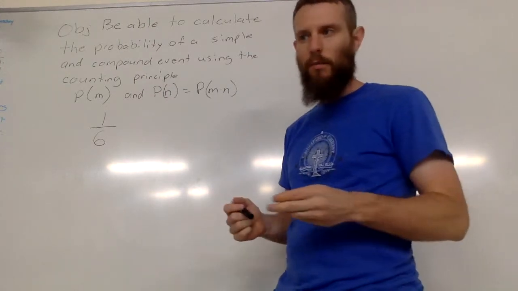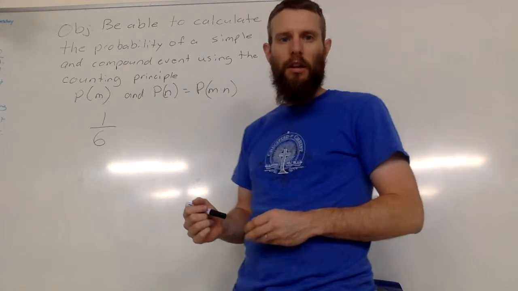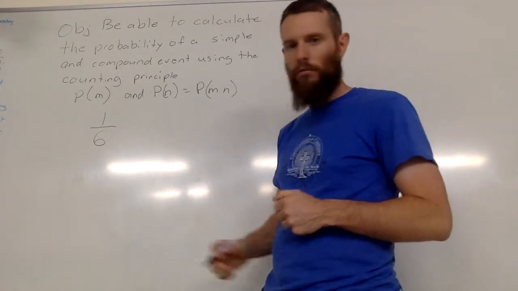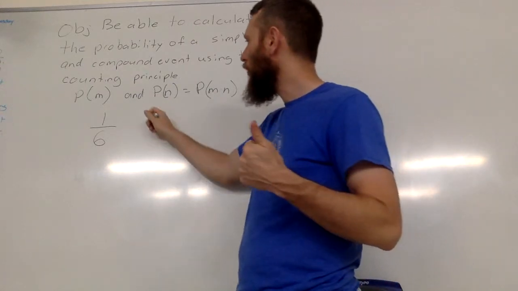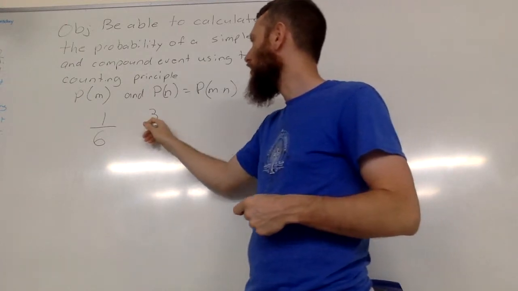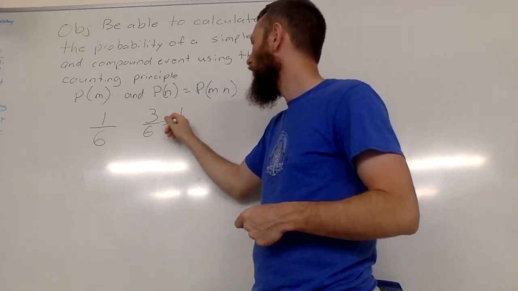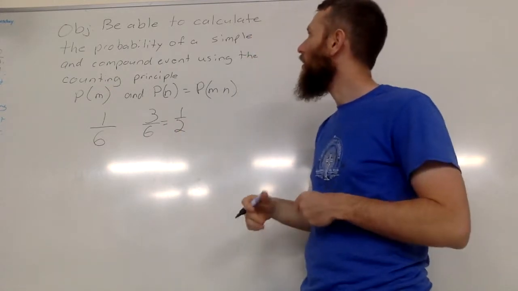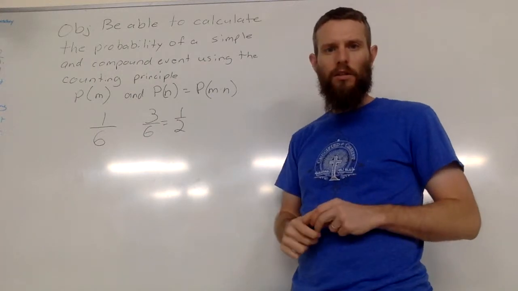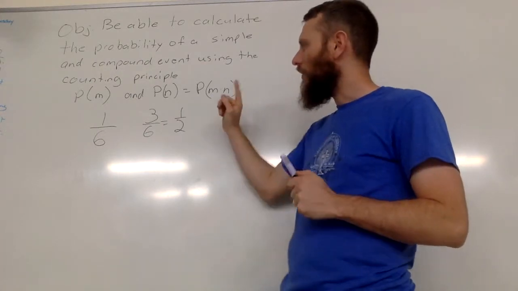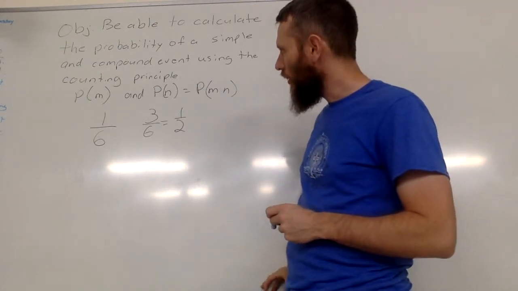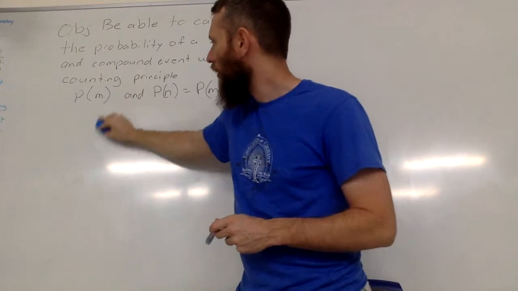Now, what if I asked what is the probability of rolling an odd number? The die could land on a 1, 3, or a 5. There are 3 favorable outcomes, so that's 3 out of 6, which simplifies to 1/2. That's a simple event. There's just one event going on, and we take the favorable outcomes over the total outcomes possible. That would be for a die.